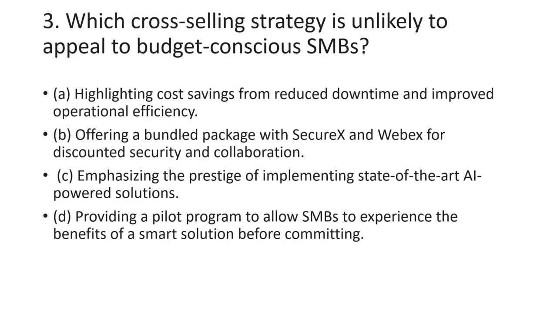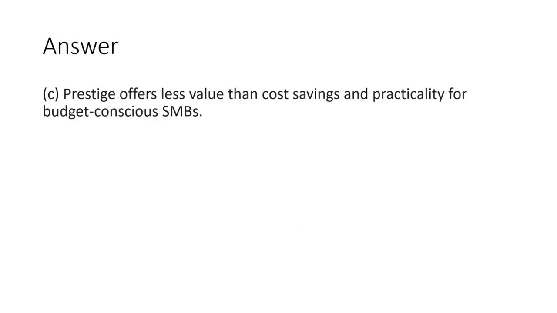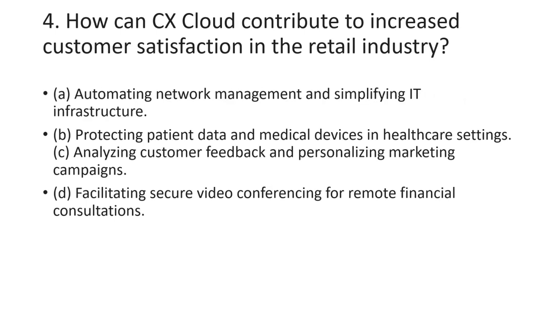Number three, which cross-selling strategy is unlikely to appeal to budget-conscious SMBs? Yes, the answer could be C. Prestige offers less value than cost-effectiveness, cost-saving, and practicality for budget-conscious SMBs. So there is a keyword: prestige.